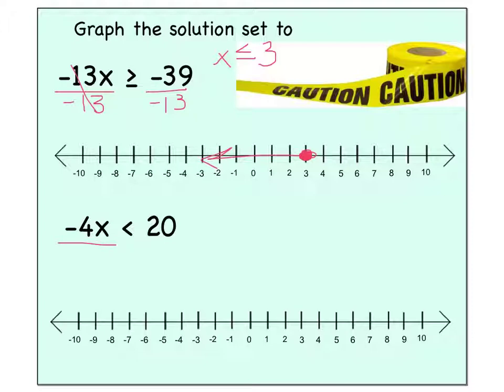I'm dividing by a negative, and when we divide by a negative, we have to reverse our sign. X is greater than negative 5. So I'm going to put an open circle. Greater than would be to the right.